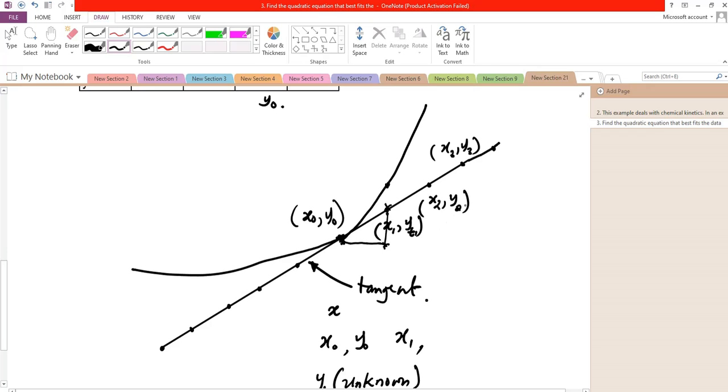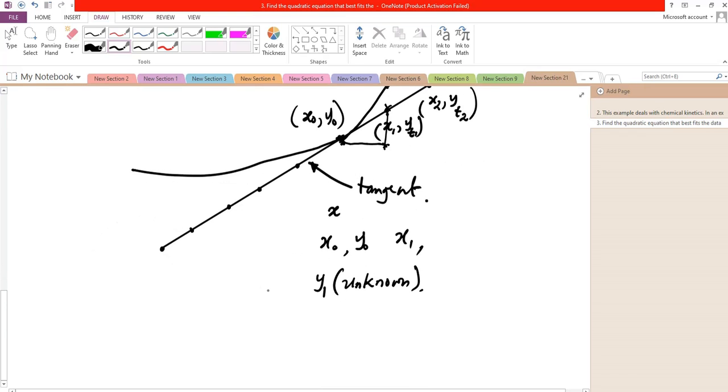So to not confuse you, this is t2, this is t3, subscript t3. Now I haven't done that, so we're looking for subscript t1.